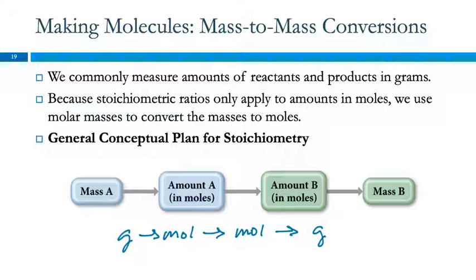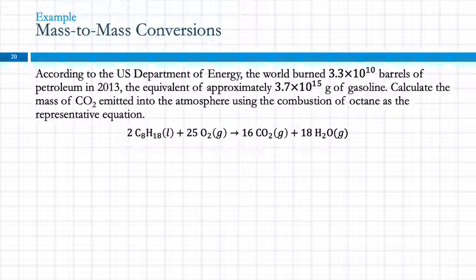So let's do an example. Back to the CO2 thing. According to the U.S. Department of Energy, the world burned 3.3 times 10 to the 10th barrels of petroleum in 2013, the equivalent of approximately 3.7 times 10 to the 15th grams of gasoline. Calculate the mass of CO2 emitted into the atmosphere using the combustion of octane as the representative equation.